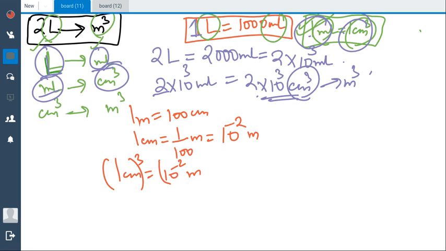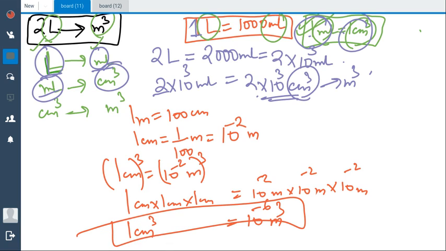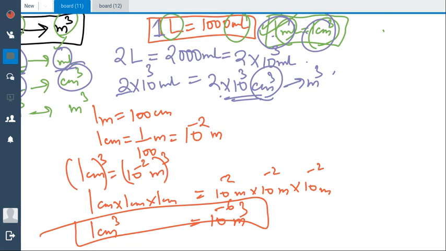If I cube both these sides, what do I get? 1 into 1 into 1 on one side, and here 10 raised to minus 2 into 10 raised to minus 2 into 10 raised to minus 2. What do I get? Here I get 1 centimeter cube, and here I get 10 raised to minus 6 meter cube. So now we know the relationship between centimeter cube and meter cube.